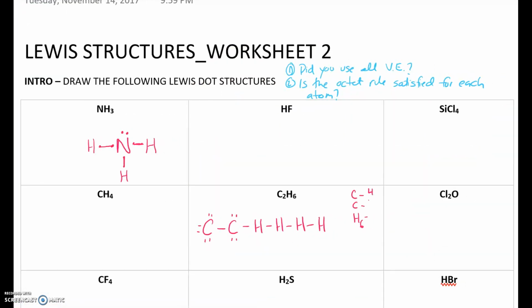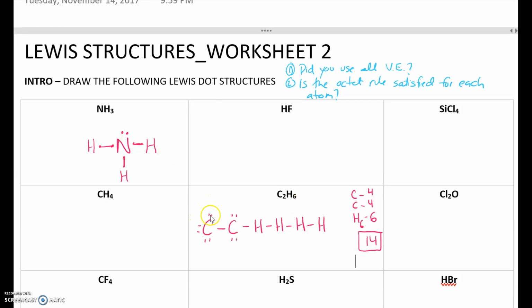So these both have 4, and each hydrogen has 1, and since I have 6 of them, there'll be 6 valence electrons. So let's add those all up. When we add those all up, that should be 4, 8, it's 14. So I should see 14 valence electrons in this structure. So let's go count them up. 1, 2, 3, 4, 5, 6, 7, 8.